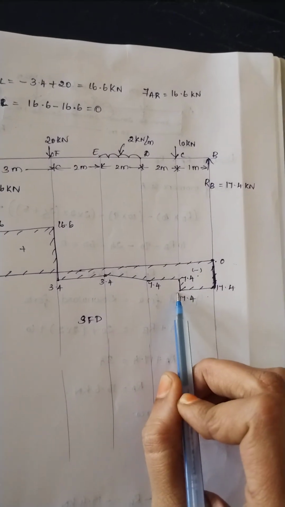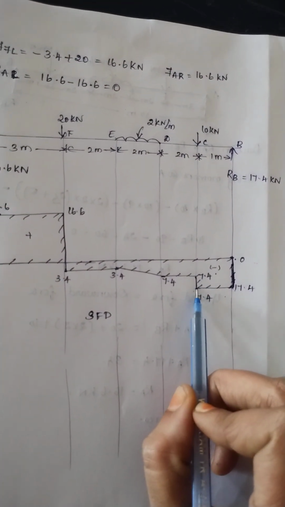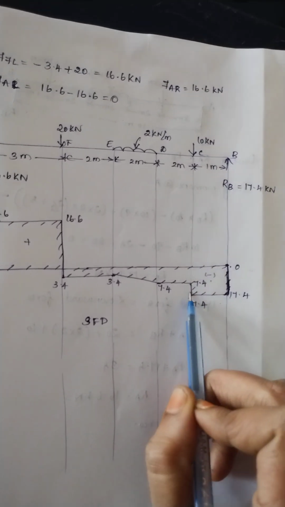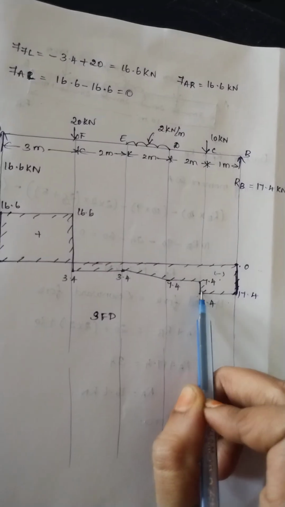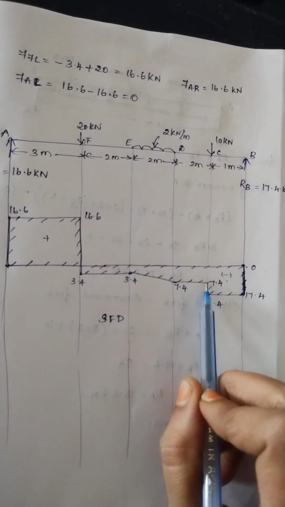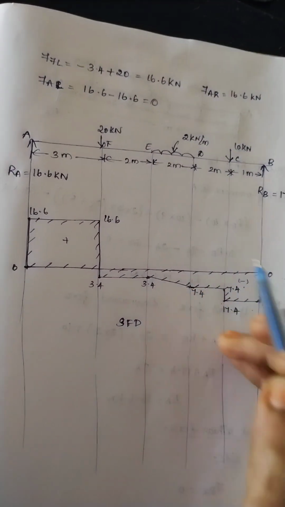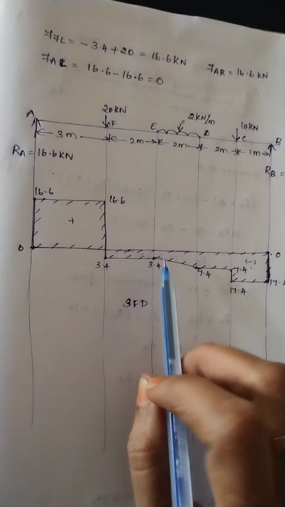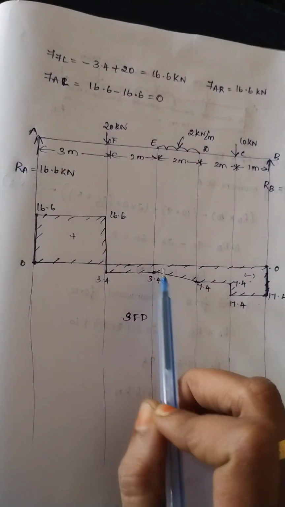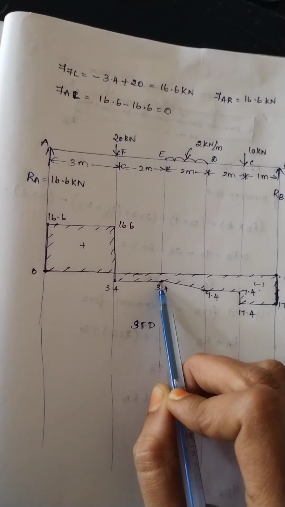From B to C, for FC left, the value is minus 7.4. Therefore, in the same line, we have to mark the minus 7.4 and extend the line from 17.4 to 7.4. For FD right also, the value remains the same, minus 7.4. Therefore, you have to mark the point in the line of D, minus 7.4. Then for FE right, the value is minus 3.4. Therefore, you have to mark the point in the E line, minus 3.4.